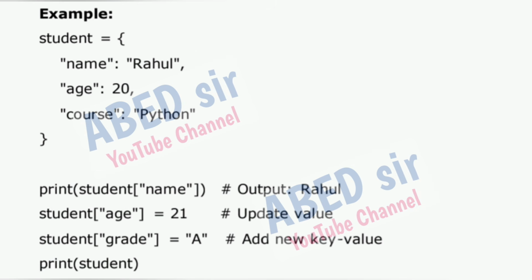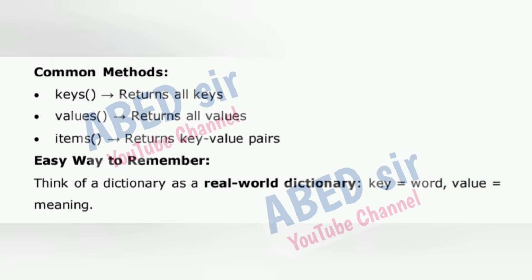Example: student = {"name": "Rahul", "age": 20, "course": "Python"}. print(student["name"]) # output Rahul. student["age"] = 21 # update value. student["grade"] = "A" # add new key-value. print(student). Common methods: keys() returns all keys, values() returns all values, items() returns key-value pairs. Easy way to remember: think of a dictionary as a real-world dictionary. Key is the word, value is the meaning.